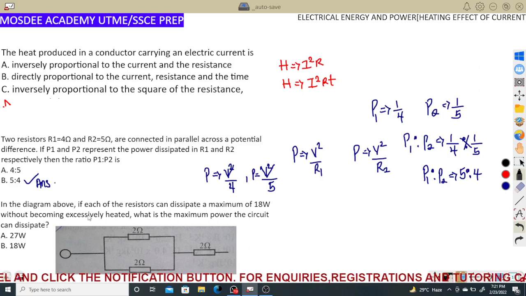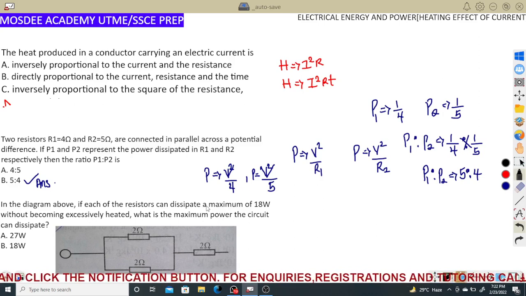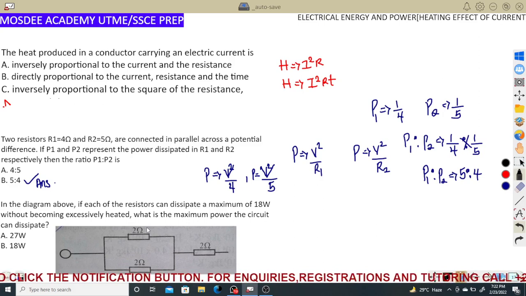Let's quickly solve this one. In the circuit shown, each of the resistors can dissipate a maximum power of 18 watts. Each of them has a power of 18 watts. Language is very, very important. Without becoming excessively heated, the heating effect of current, when current starts flowing, heat will be generated, and that is what Joule's heating effect is telling you. What is the maximum power the circuit can dissipate?